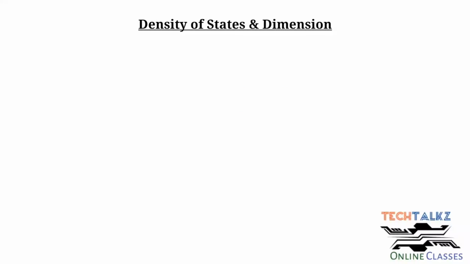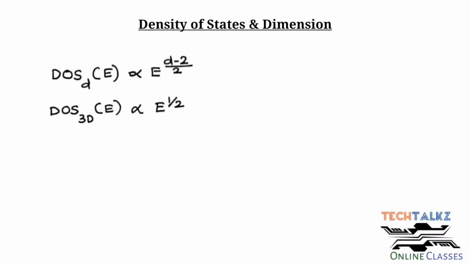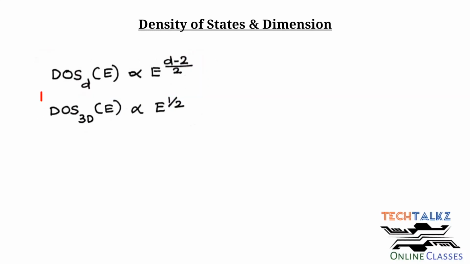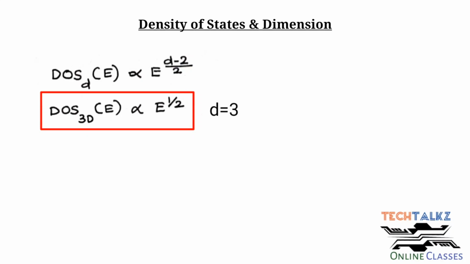Okay, now we can wind up the session. So, we have derived the density of states of semiconductors, that is 3D structures, 2D structures, 1 dimensional and quantum dots or 0 dimensional. All are derived with respect to energy. And the density of states function is proportional to energy to the power (d minus 2) divided by 2, where E is the energy and d is the dimension. For 3D structures, the dimension is equal to 3. DOS of 3D is proportional to E to the power 1 by 2.